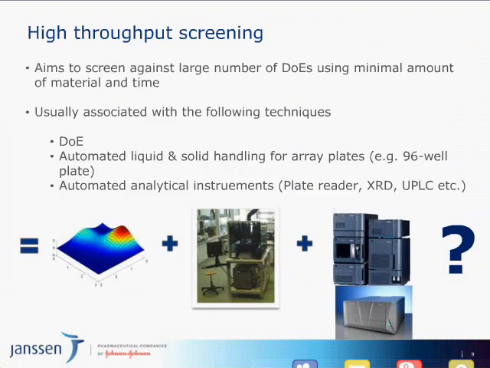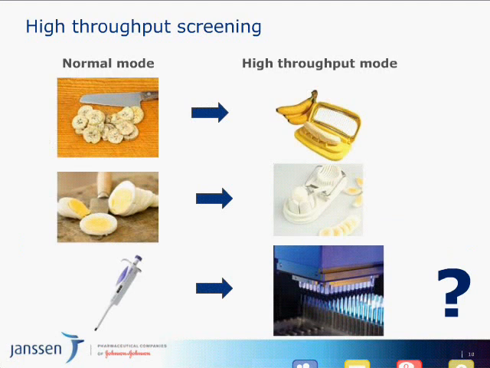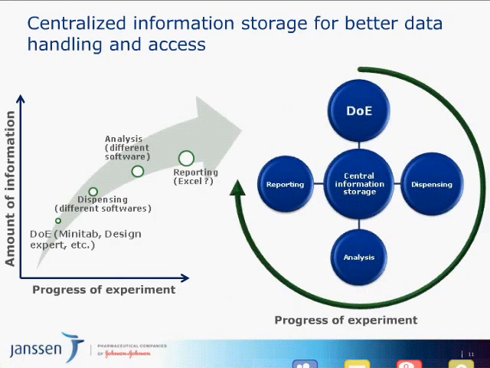So when we're talking about high throughput screening, many people think it's only DOE plus automation equipment, maybe a UPLC or UV plate reader. Is it really true? So this is another analogy. It means you have a single knife, you will cut the banana faster with this tool, and you have a single pipette, you have a 96 channel pipette head. Does this equal high throughput screening? Definitely not. Because when you have more and more experiments to handle, the information you need to handle across these experiments is going to increase exponentially.